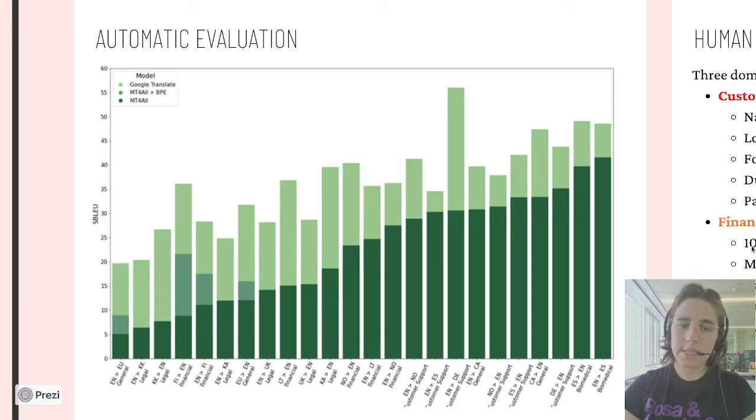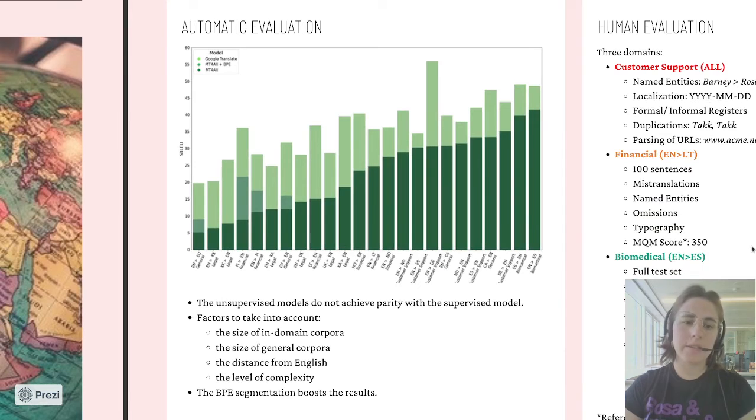Well, we can see that the unsupervised models do not achieve parity with the supervised model, but this is something that could be expected, and that there is a lot of variability within the scores.